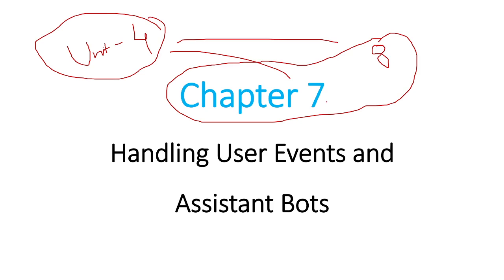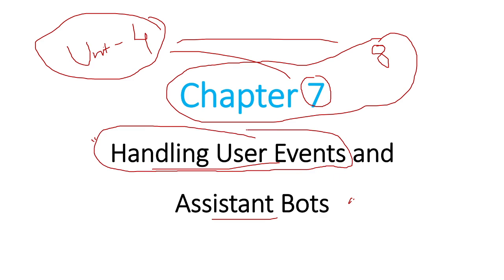And in today's class we shall start with chapter number 7, titled handling user events and assistant bots. So as per the title, in this chapter mainly you will learn how to handle user events. Examples for user events are clicking a mouse button or pressing a key on the keyboard. Okay, see, all these are examples of user events. So in this chapter you will learn how to handle these events while automating a task, let us say T.